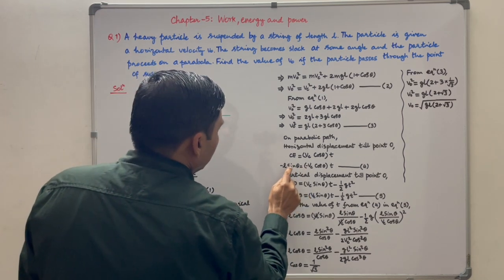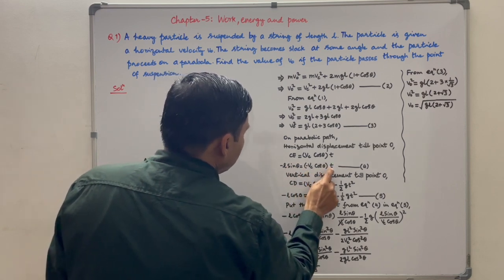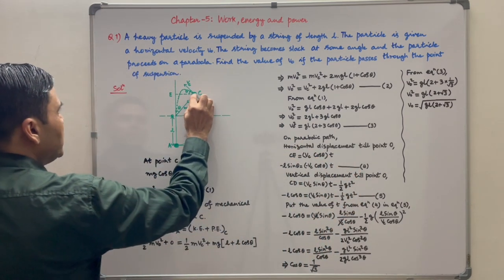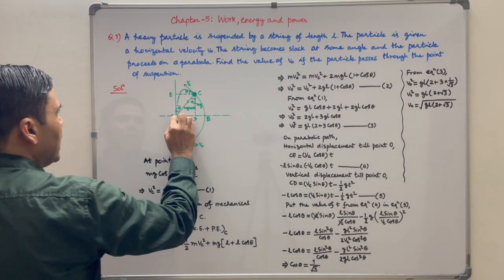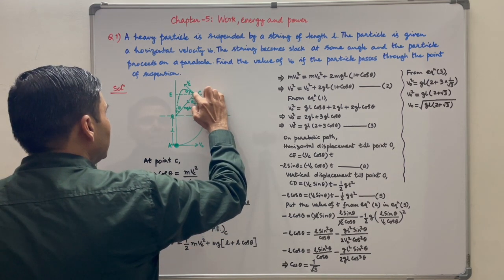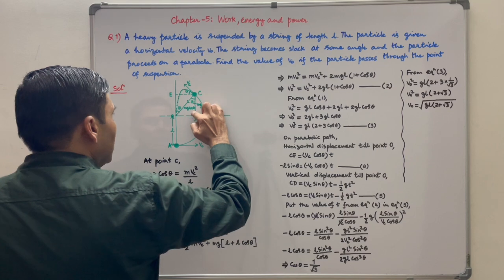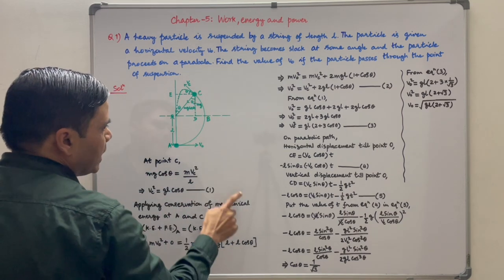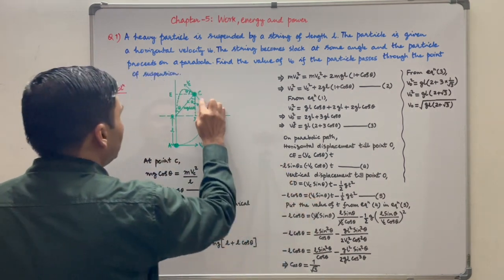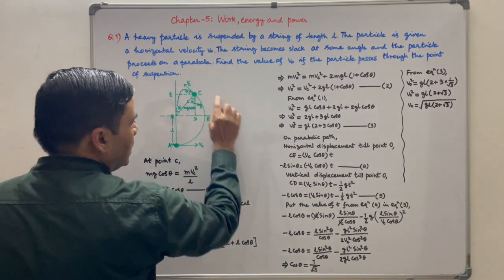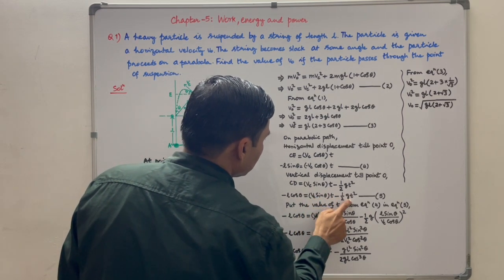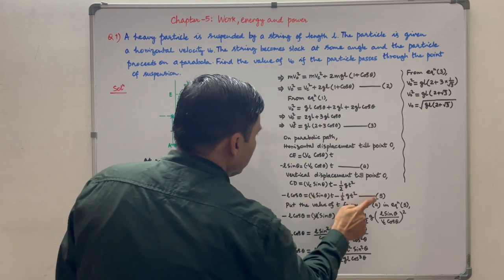So it will be minus Vc cos theta into T. This is equation number 4. Vertical displacement of the particle between point C and O will be CD. From this right angle triangle, this will be L cos theta and will be taken negative. So minus L cos theta is equal to vertical component of the velocity will be Vc sin theta, that is Vc sin theta into T minus half gt square. Suppose this is equation number 5.